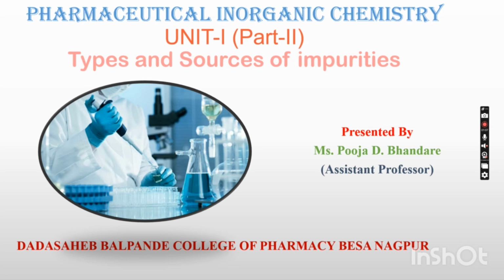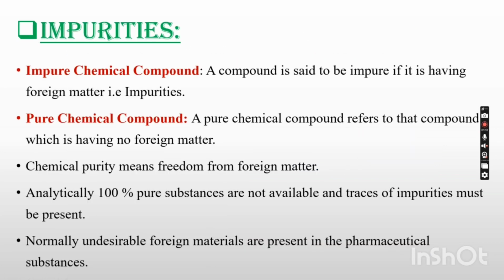So let's start. Firstly, what is meant by impurities? What is meant by pure, what is meant by impure, and what is meant by an impure chemical compound? A compound is said to be impure if it has foreign matter, that is, impurities. A pure chemical compound is the opposite of an impure chemical compound. A pure chemical compound is one which has no foreign matter. Chemically, purity means freedom from foreign matter.